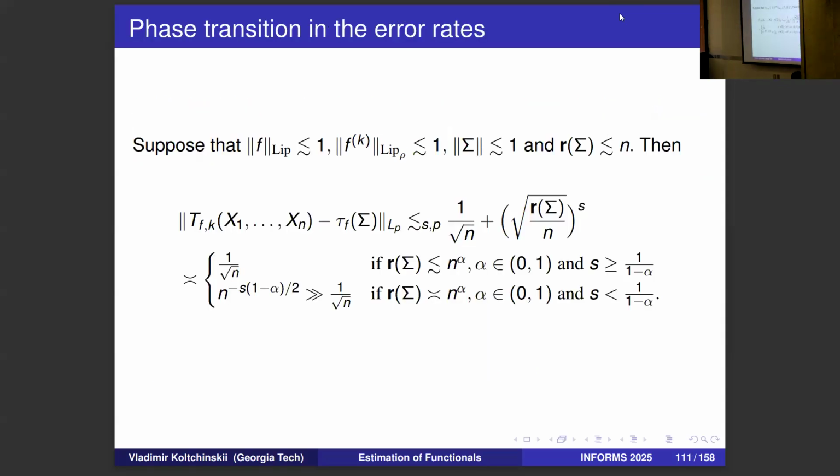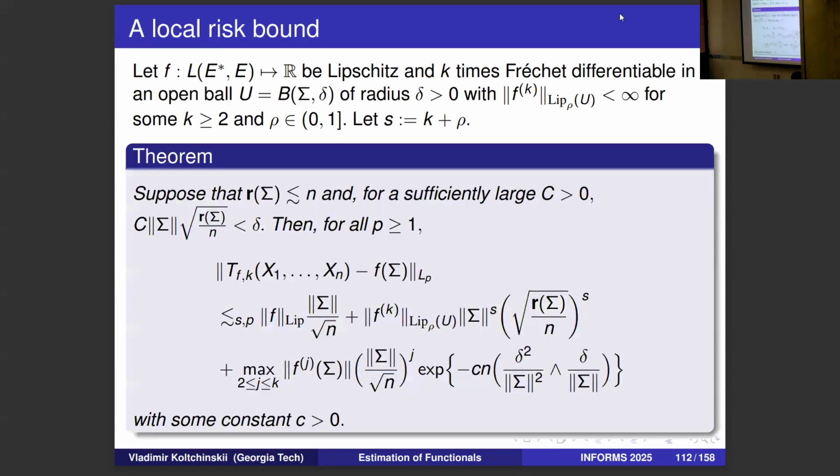Now, as we saw many times, this bound tells us that there will be a phase transition in the error rates. When smoothness is sufficiently large, we will get the 1 over square root of n rate. Otherwise, the rate will be slower. Next is a local version of this bound, which will be used when I state the minimax result. That's where it will be needed.